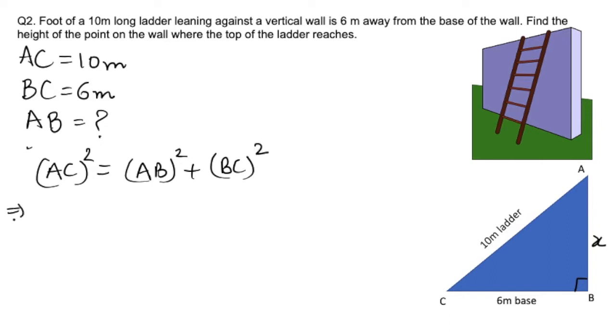Let's put the values here. AC square का मतलब है 10 का square. AB square का मतलब we have to find the value, so let us keep it as AB only. And BC square here means 6 square.